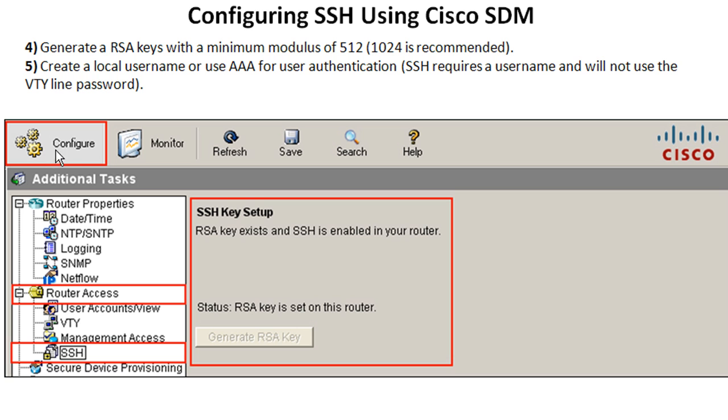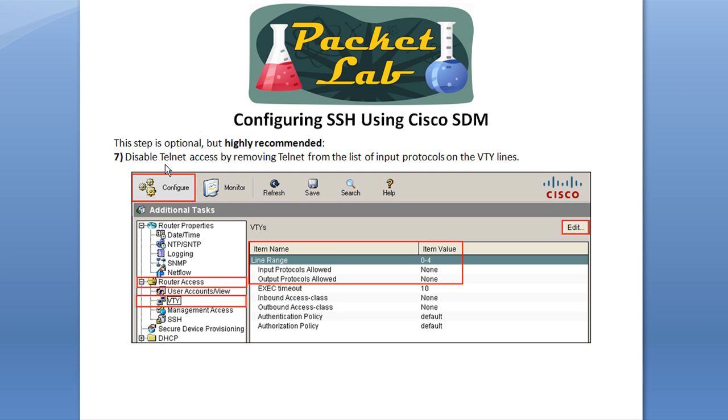Again, you should be put back in the screen, but to get there, configure, router access, SSH, and it will tell you that SSH is enabled on your router and that the RSA key exists. This is actually a good step to commit to memory because this is how you would verify that SSH is set up on a device. So if you were to connect to the router via SDM and you wanted to verify whether SSH was set up or not, you'd go to configure, router access, SSH, and if you see this, then you know that it's set up.